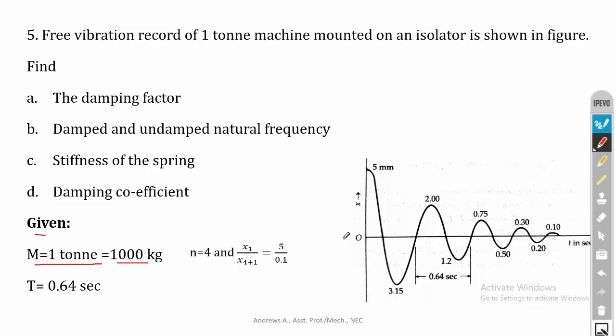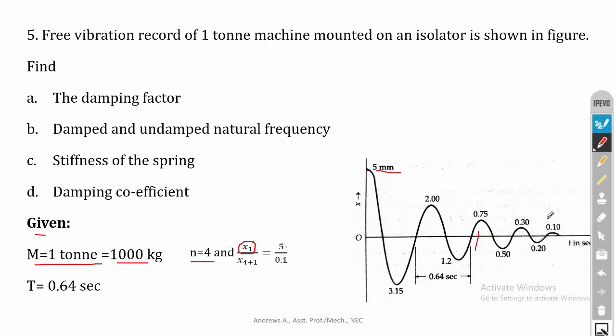Then three things are important from the graph. First, the number of cycles. You can see that the amplitude starts from here. So this is 1 cycle, then 2, then 3 and 4. So totally there are 4 cycles. So n is equal to 4, the number of cycles is equal to 4. Then the amplitude at the starting point of the first cycle is 5 mm. Here you can see this is the amplitude of the first cycle, it is 5 mm.